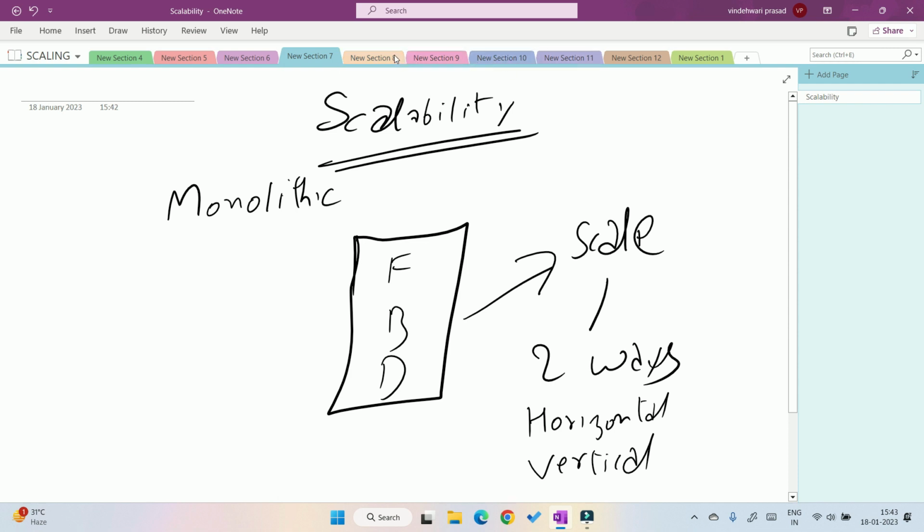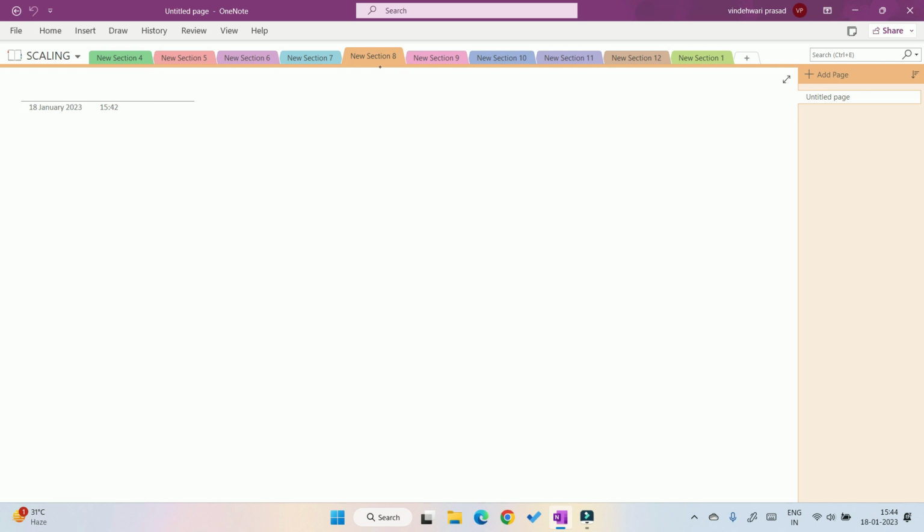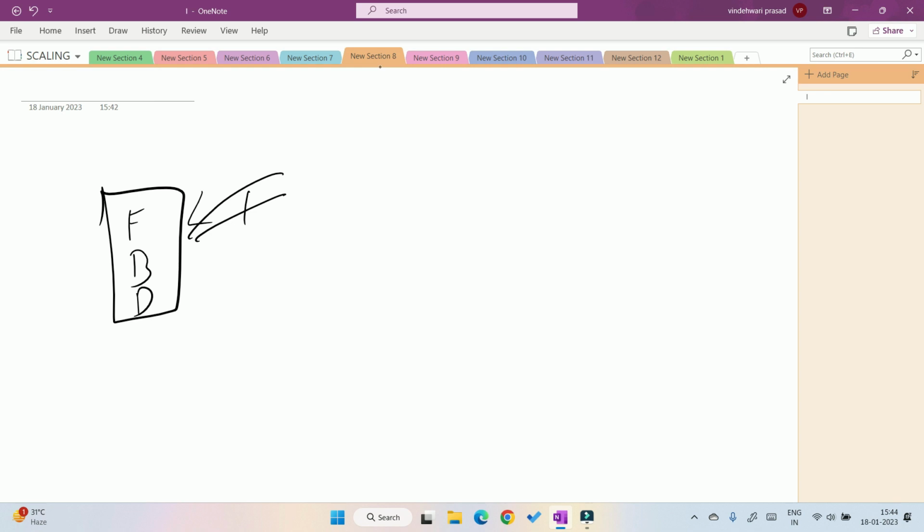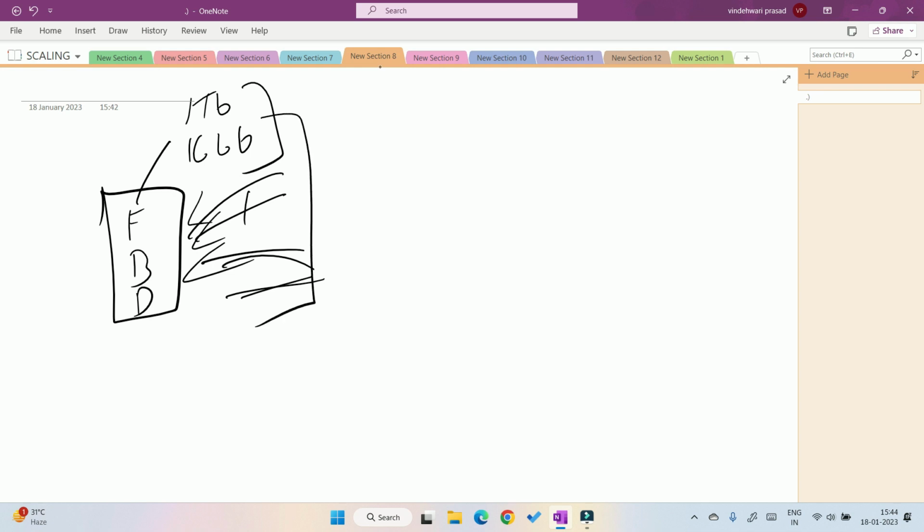Suppose you have a monolithic system where front end, back end and database are all present, and different application requests are coming into your system. You can easily handle that. But if your software gets very popular, and lots of people come here, suppose the system capacity is 1 TB and 16 GB, it is not enough to handle all the people. So what will you do?